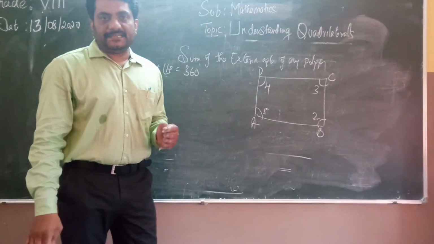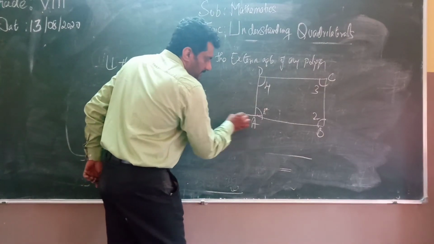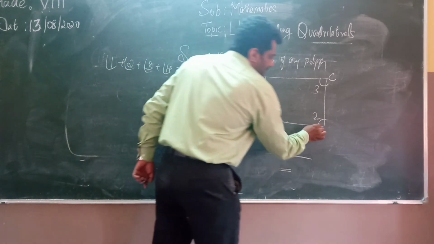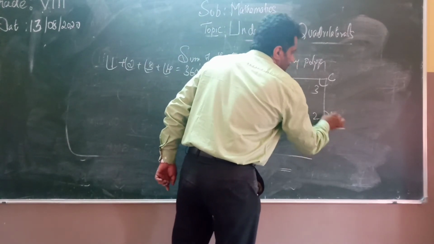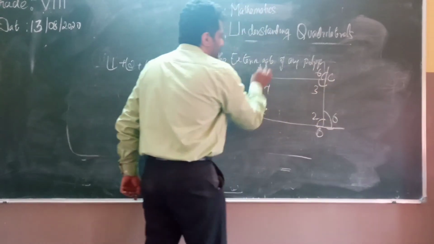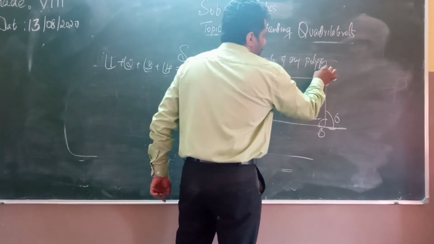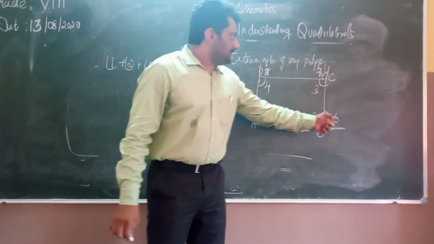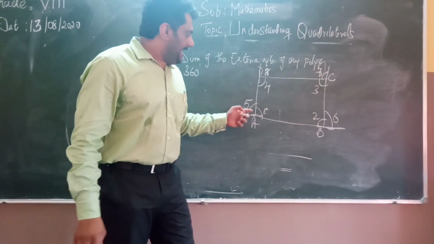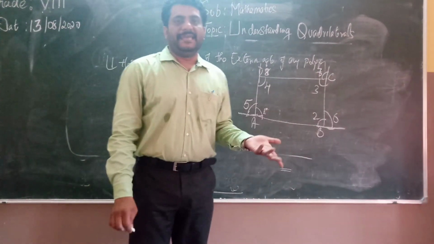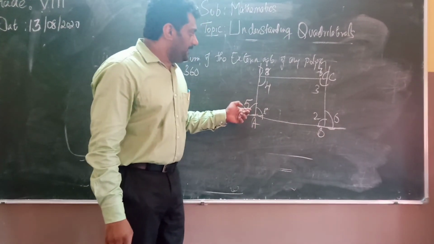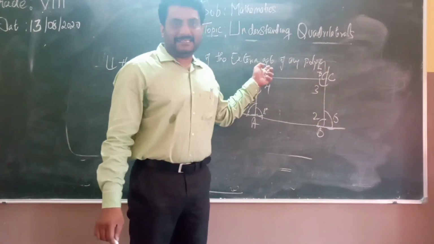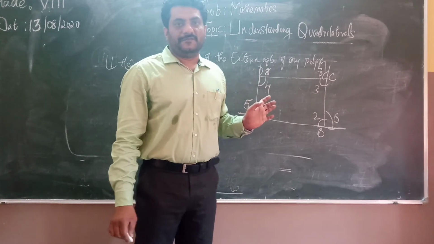Now, which are the exterior angles in this? Now, just extend the line. These are the exterior angles. Here, 5, 6, 7, 8. The angles which are outside are called exteriors. Now, how do we find how much we get when we add angle 5, angle 6, angle 7, and angle 8? That we have to find.